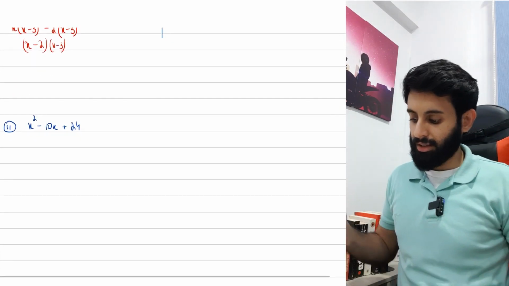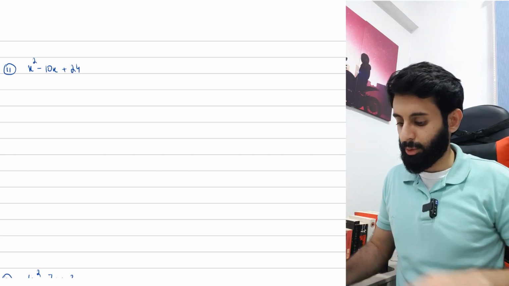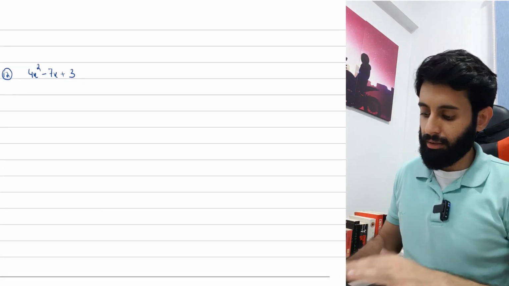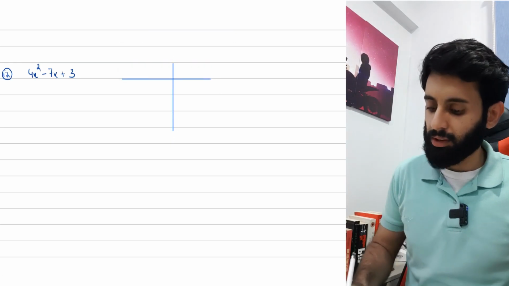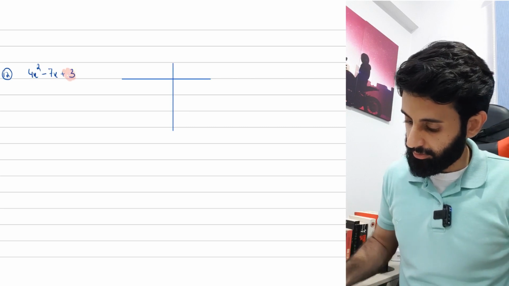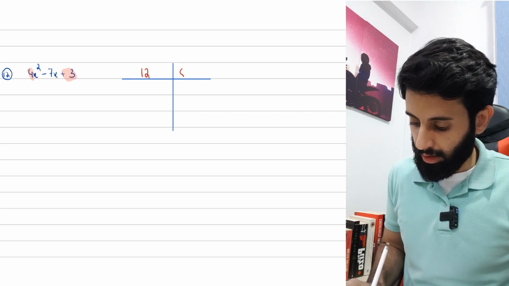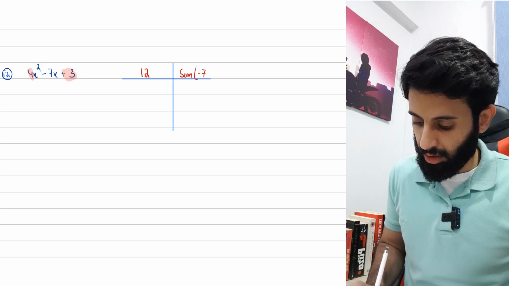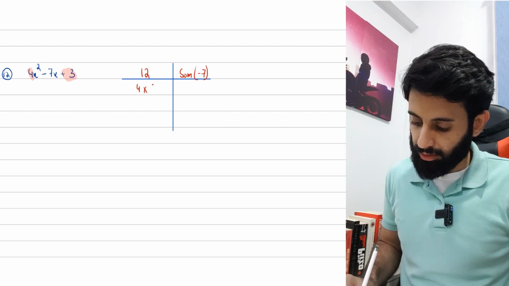If you understood this, that's great. If you haven't, nothing to worry about. However, I'd still like you guys to try out question number 11. I'm, however, going to do question number 12 to further explain what we just did in question number 10. So this time the product is going to be 3 times 4, so that's 12, and the sum we want to be minus 7.